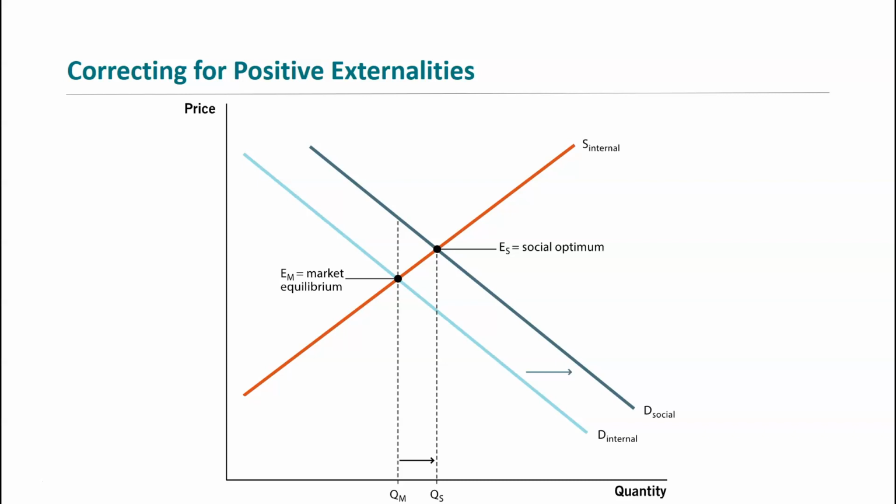And if we don't do something to push the internal demand curve toward the social demand curve, we're missing out on some of the surplus that we could have as a society if we pushed those market transactions out further to the right. There's some deadweight loss. There's some inefficiency in this market if there's no intervention to push the demand curve, the internal demand curve, out toward the social demand curve.